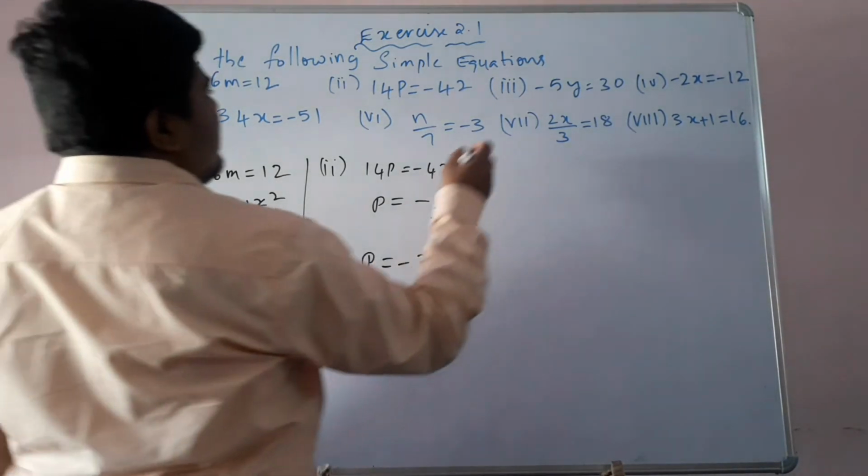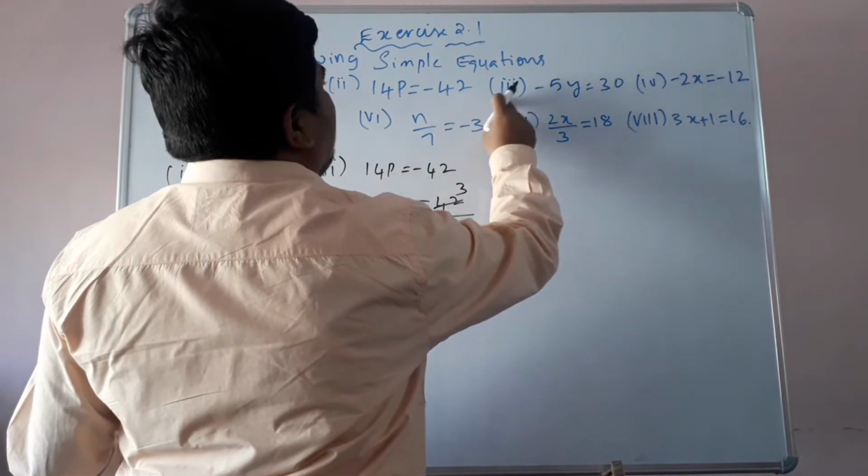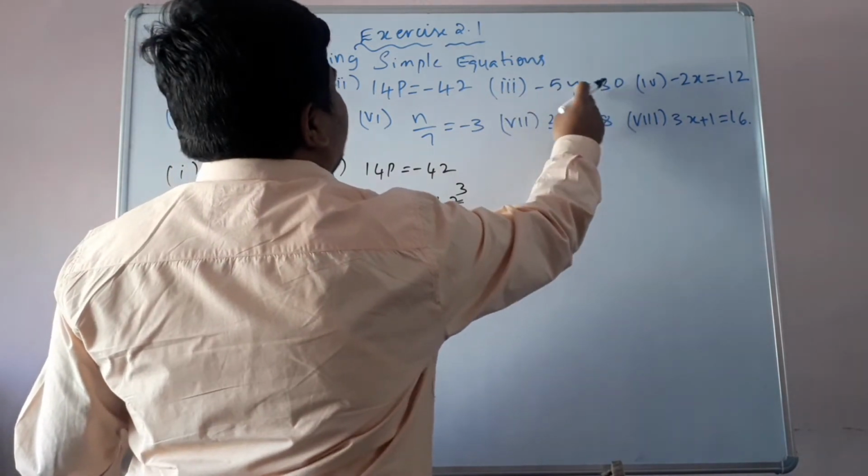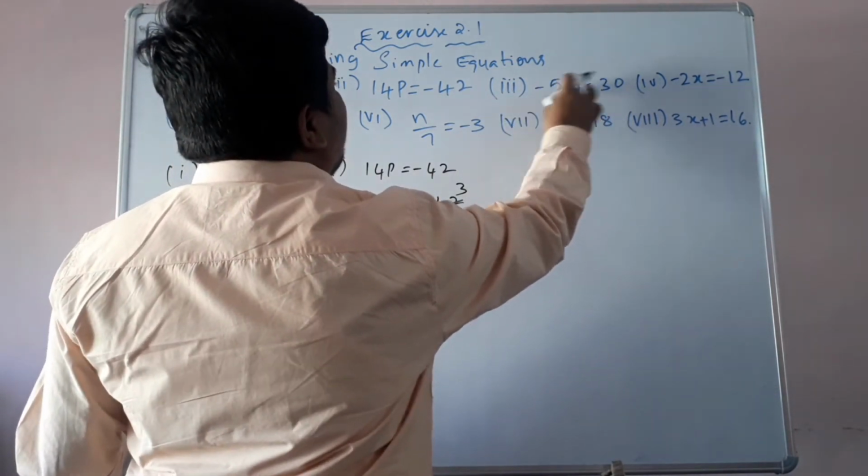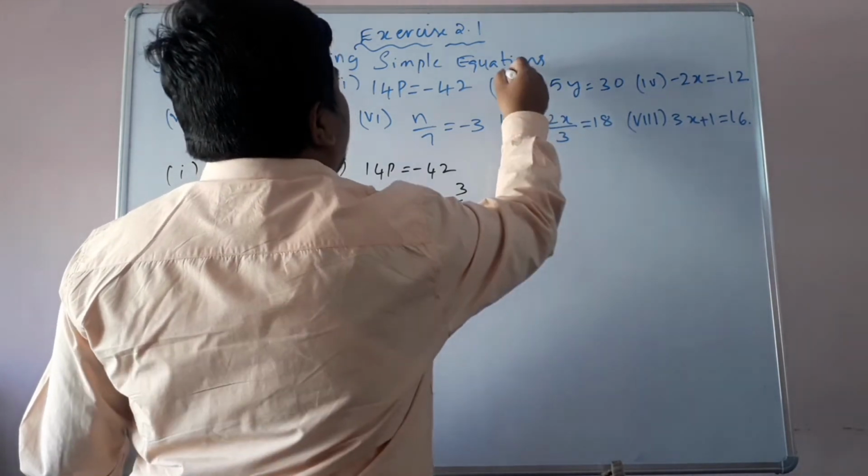Now let's see the third problem, children. Minus 5y is equal to 30. You can solve, y is equal to what? This multiplication becomes division. Now try this problem, children.